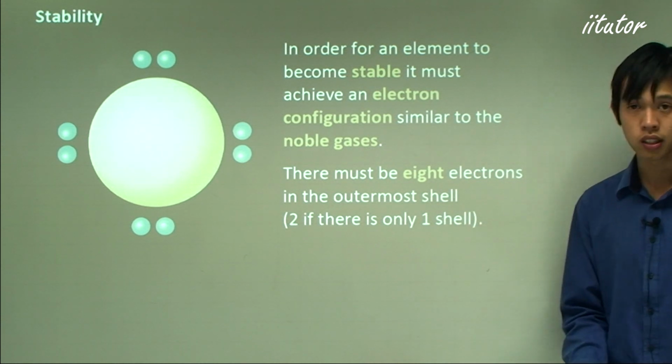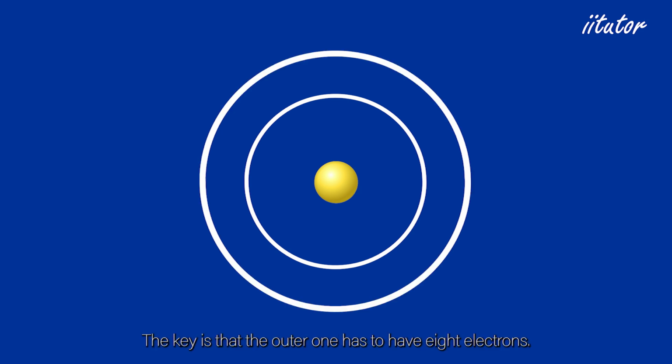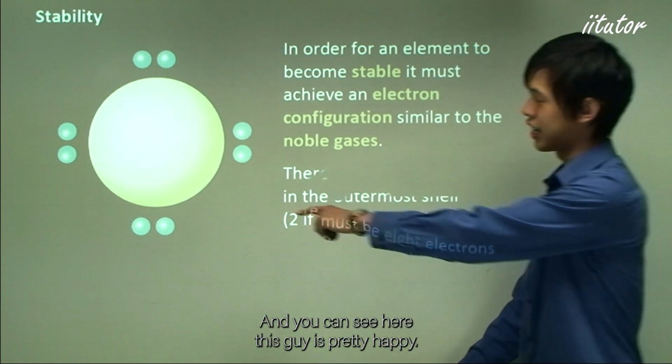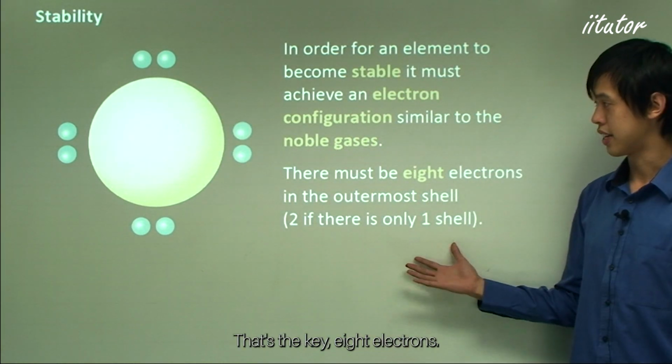in the outermost shell. So that's our nucleus. There's our one shell, 2 shells. The key is that the outer one has to have 8 electrons. This one here has to have 8 electrons in it. And you can see here, this guy is pretty happy. He's got 8 electrons in his outer shell. That's the key, 8 electrons.